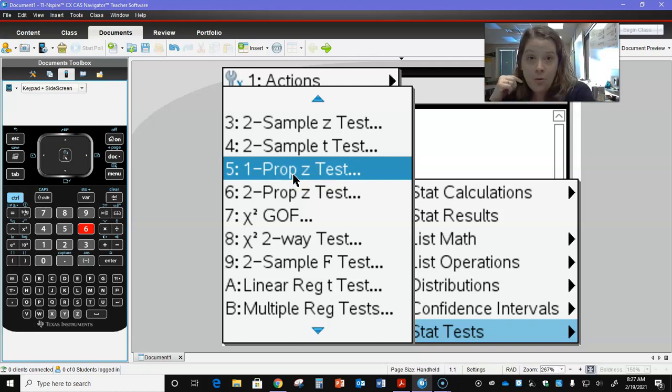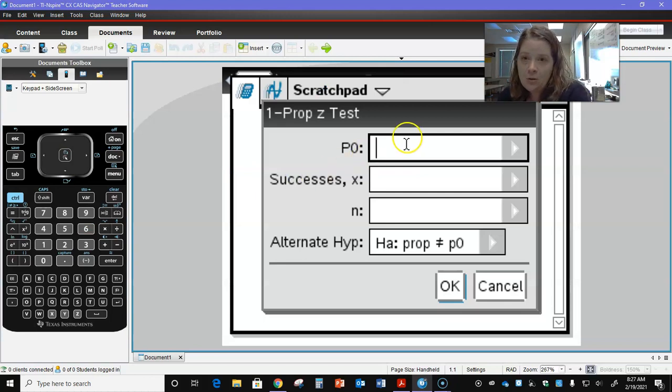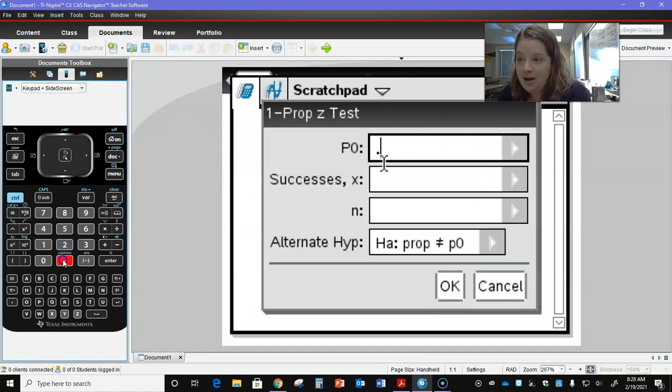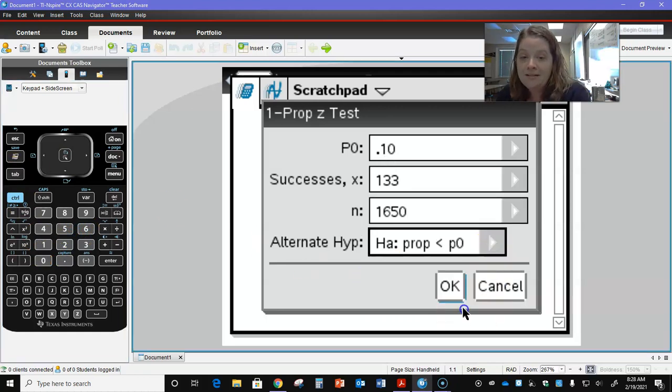So I run that one proportion z test, and it's going to ask, what is p sub 0? In other words, what is the proportion from the null hypothesis? I'm going to say that was 10%. The number of successes was 133, and the sample size was 1650. It defaults to an alternate hypothesis of not equal to, but I want to pick less than, because that's how we set up our alternative hypothesis. We want to know if the proportion is less than the general population, less than 10%.